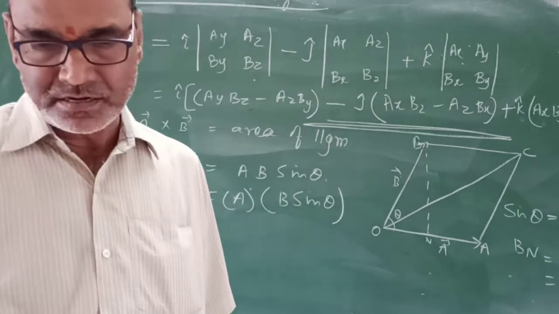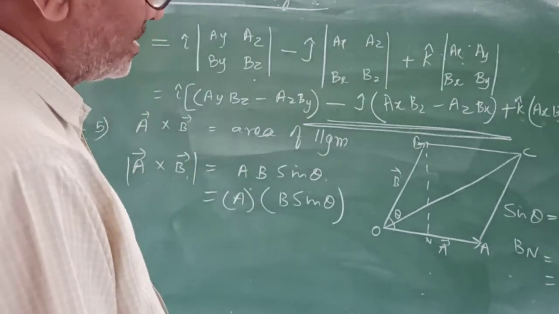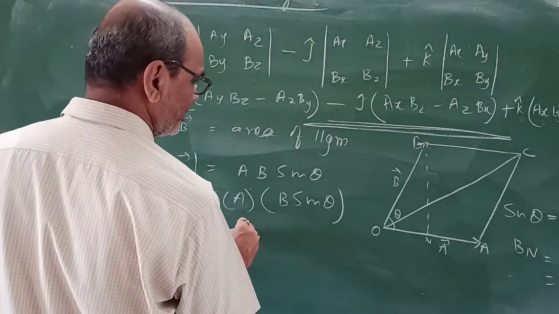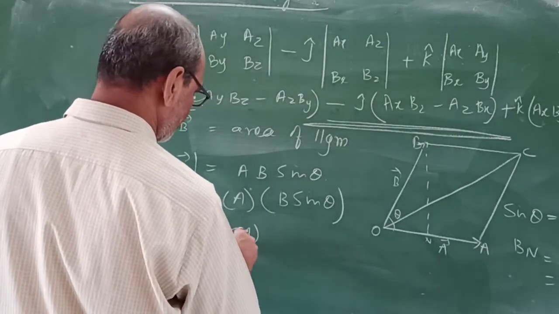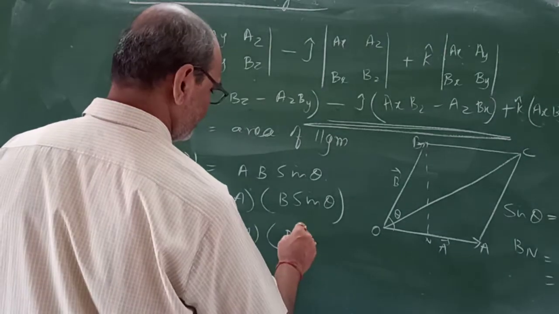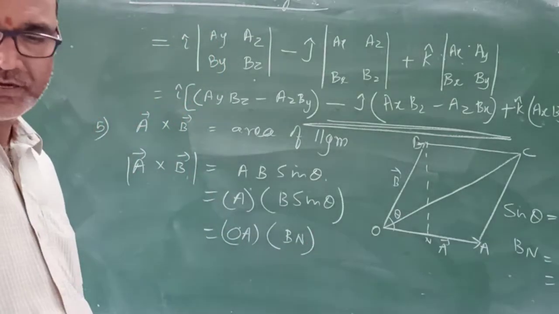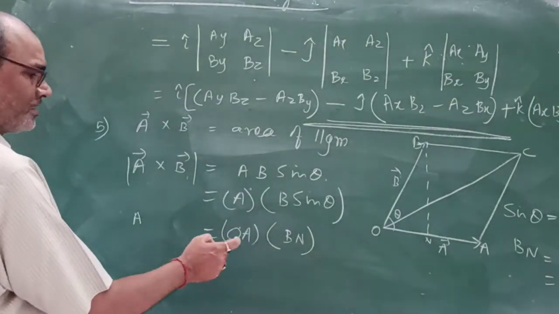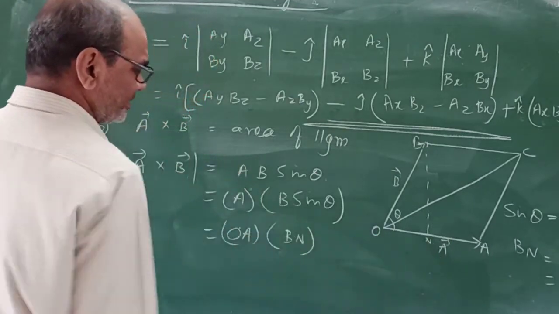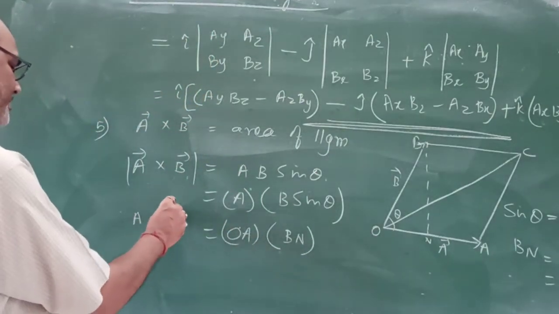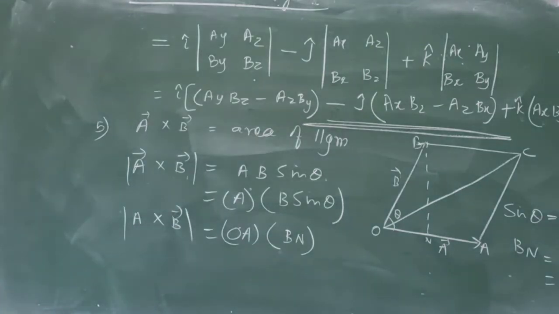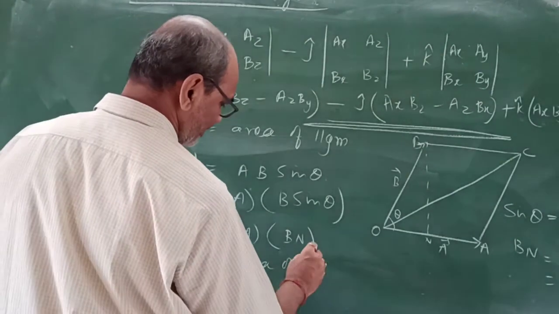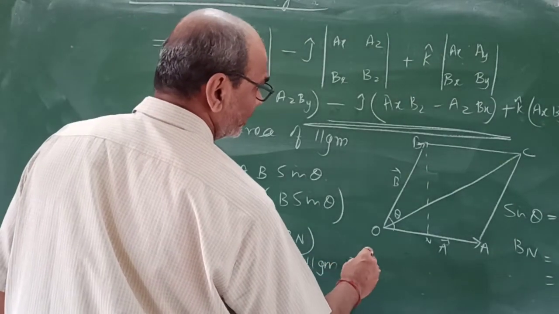Therefore, side OA into BN is equal to the area of the parallelogram. Modulus of A cross B is equal to length into projection BN. Therefore, modulus of A cross B is equal to the area of parallelogram OACB.